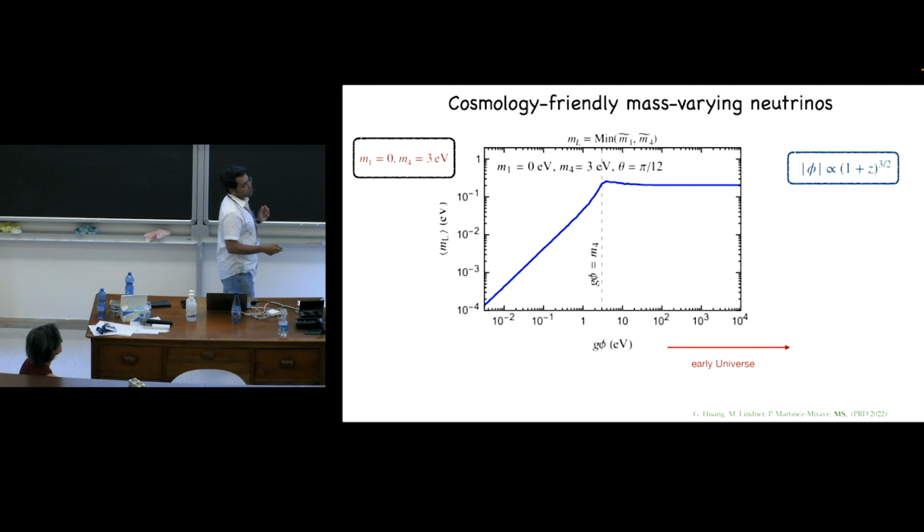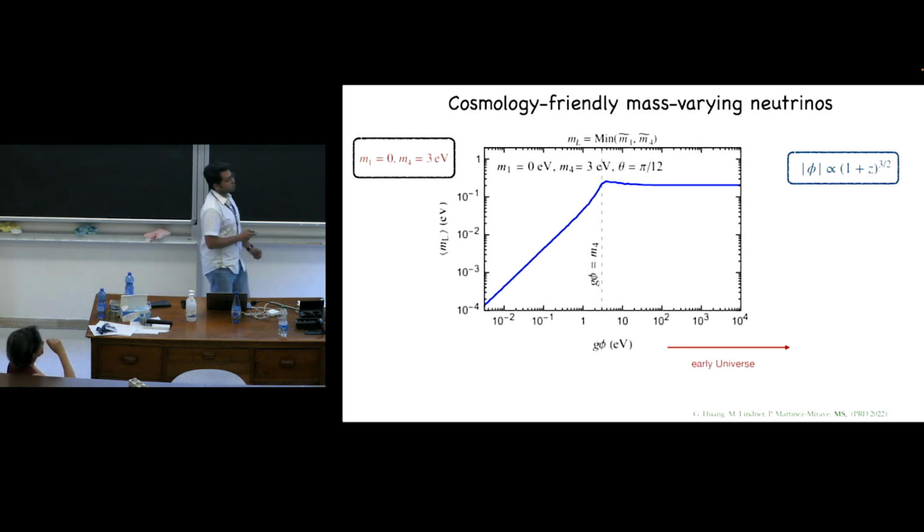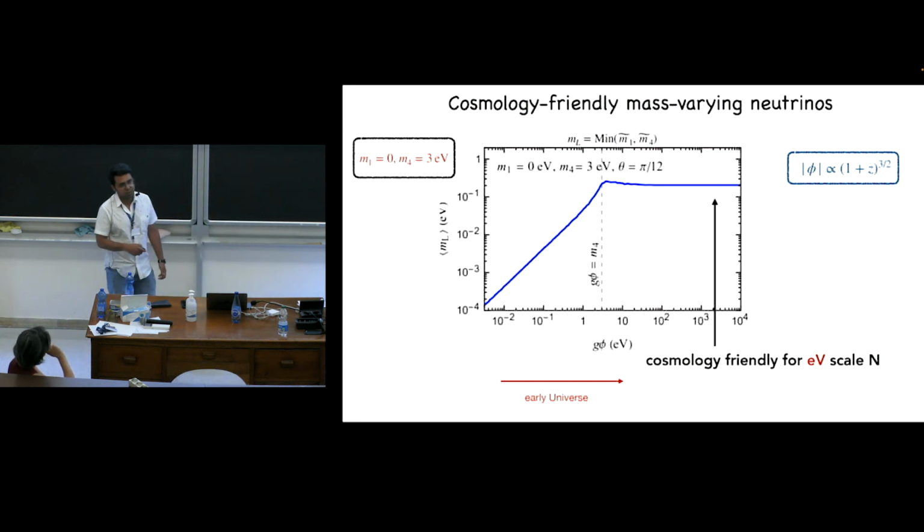As your G5 grows larger, as you go in the early universe, it starts increasing. It reaches a turnover point when G5 is roughly of the order of M4, which in this case is chosen to be some value of 3 eV. And then it flattens out. And with proper choice of parameters, you can make it flatten out to values less than 0.1 electron volts or so, which means that this model is cosmology friendly, at least from these considerations of structure formation, because even if it increases in the early universe, it would flatten out as soon as G5 becomes large.